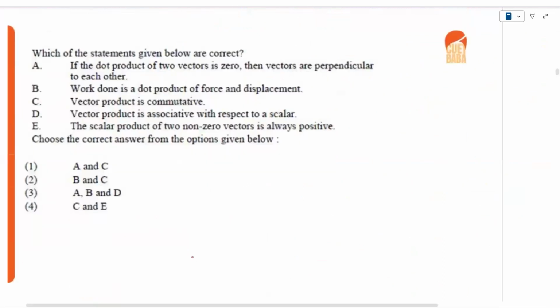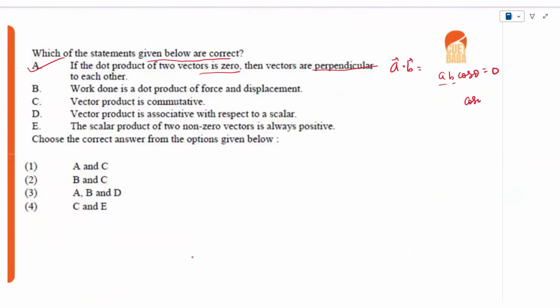Now in this question, which of the following statements about the given are correct? If the dot product of two vectors is 0, then the vectors are perpendicular. Yes, this is correct. Dot product means a vector dot b vector is 0, that means ab cos theta is 0. And when a and b are not equal to 0, that means cos theta is equal to 0 and theta is equal to 90 degrees.